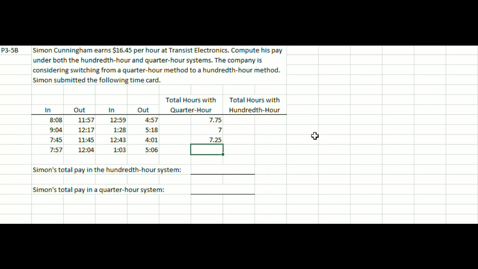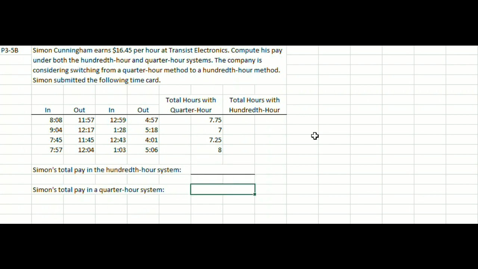On the fourth day, Simon left for the day at 5:06 p.m. 6 is closer to 0 than it is to 15, so there is no minutes added. Came back from lunch at 1:03 p.m. 3 is closer to 0 than it is to 15, so there's no minutes here. Left for lunch at 12:04 p.m. 4 is closer to 0 than it is to 15. And came in for the day at 7:57, which is very close to 8 o'clock. So we will use 8, for total number of hours of 8.